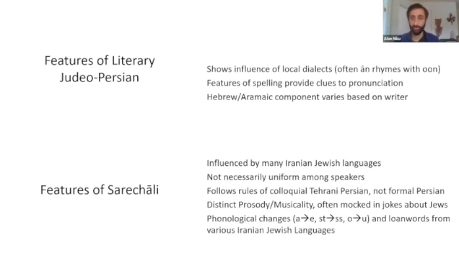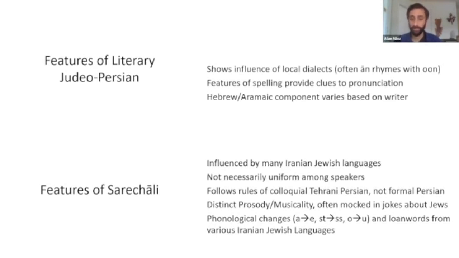So it's also not necessarily uniform among speakers, depending on where your ancestors are from. Your Judeo-Persian might be a little different from someone else's, but it has this distinct musicality that's often mocked in jokes among general Persian society, among non-Jewish society. They make a lot of jokes about Jews and the ways that they talk, the musical way that our dialects are.